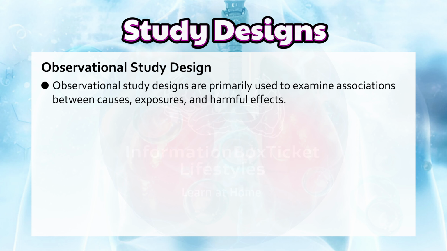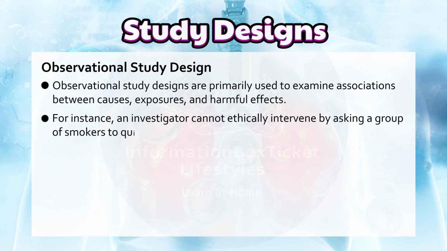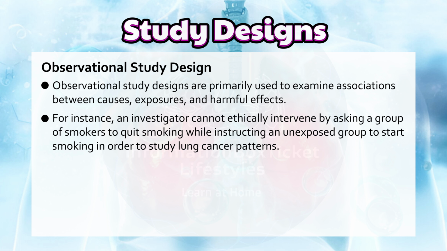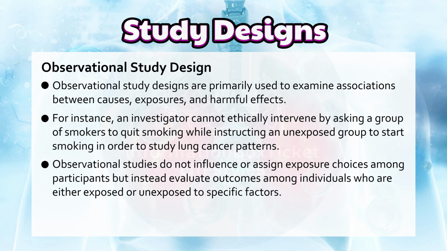Observational study designs are primarily used to examine associations between causes, exposures, and harmful effects. For instance, an investigator cannot ethically intervene by asking a group of smokers to quit smoking while instructing an unexposed group to start smoking in order to study lung cancer patterns. Observational studies do not influence or assign exposure choices among participants, but instead evaluate outcomes among individuals who are either exposed or unexposed to specific factors.